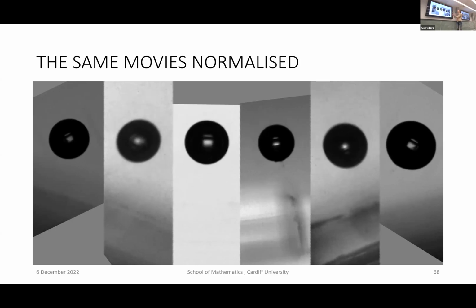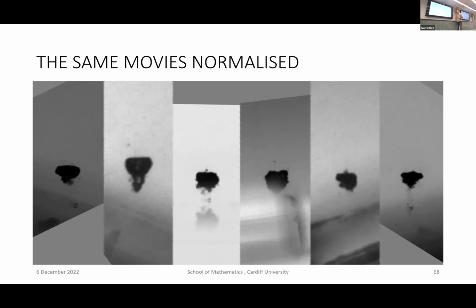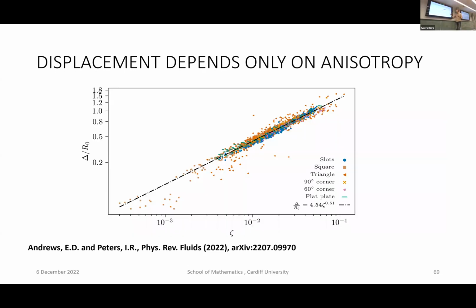So this is just for one value of the anisotropy parameter. If you want to do this for all the values that we have covered, then you get this. On this axis is the anisotropy parameter. On this axis, we picked one property, which is the displacement between the two collapses, or between the initial expansion and the rebound. And we can indeed see that just this anisotropy parameter very nicely predicts the displacement. And it's basically for any of the geometries that we have tested.